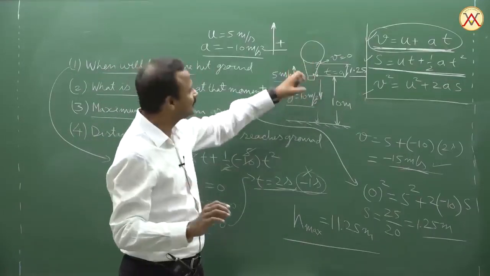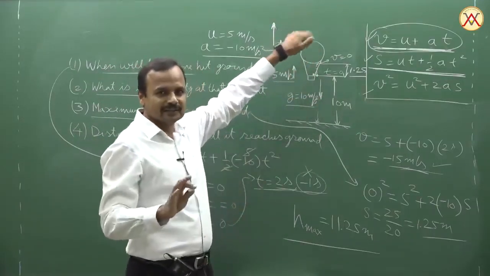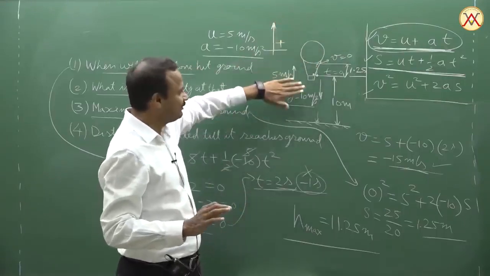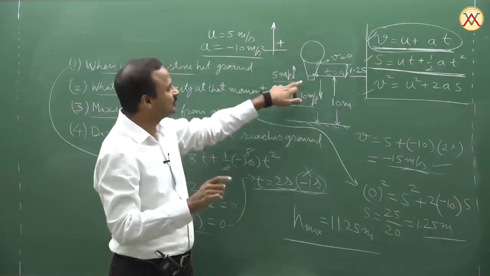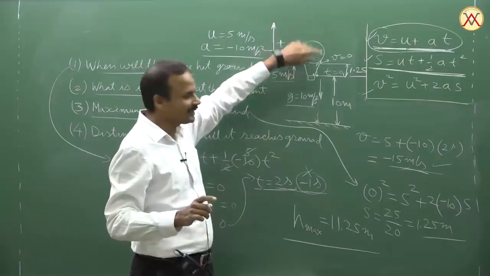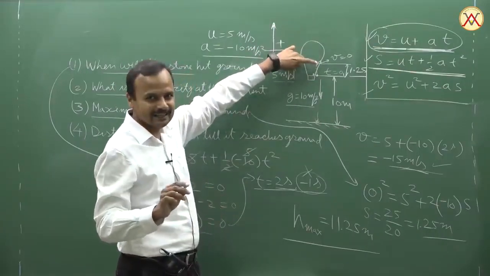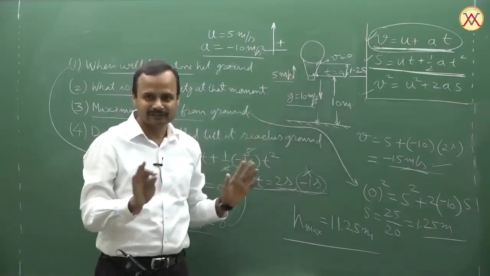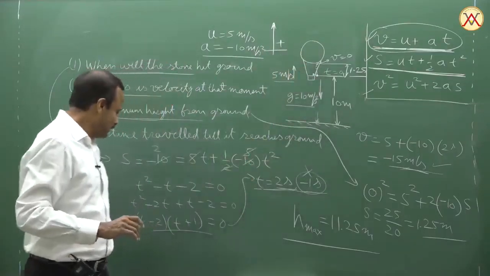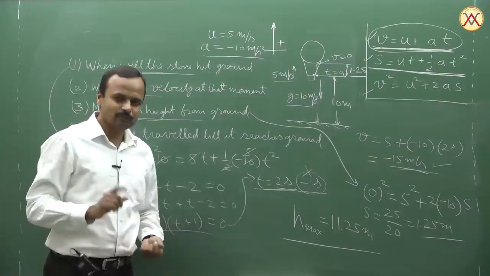Don't worry about that, because the balloon itself is moving with a velocity of 5 meters per second, and velocity of balloon is not decreasing. Velocity of stone, by the way, is decreasing. So the balloon will be much higher at the moment when stone reaches its maximum height. So don't worry about the stone hitting the balloon. There is no chance of it. All right. Maximum height is 11.25.